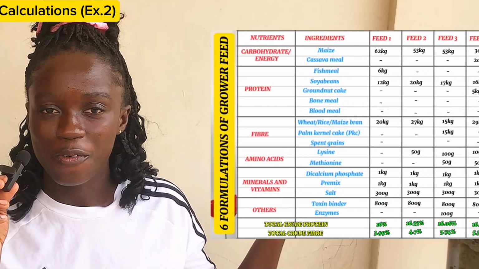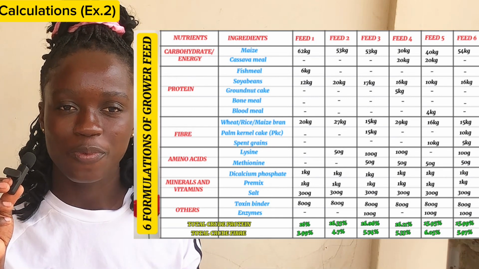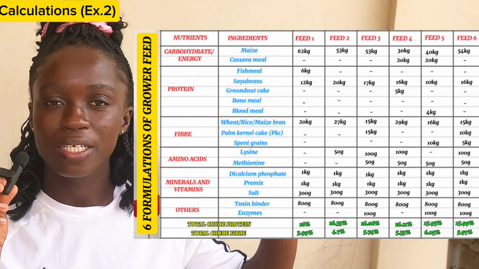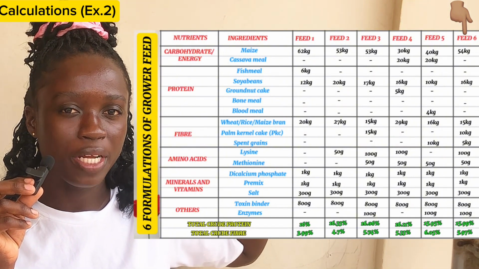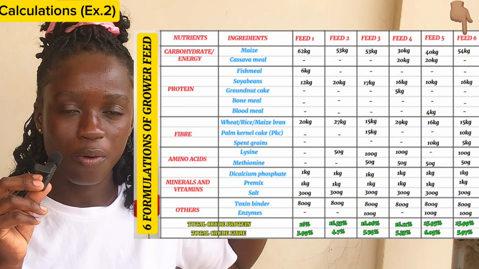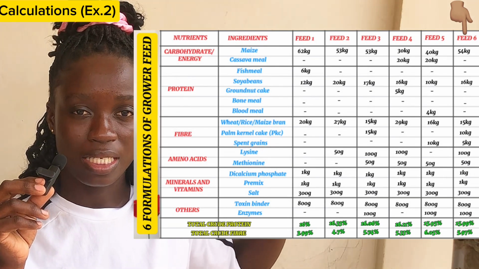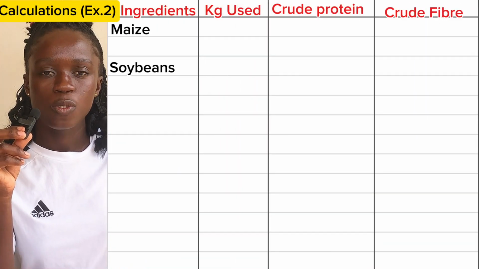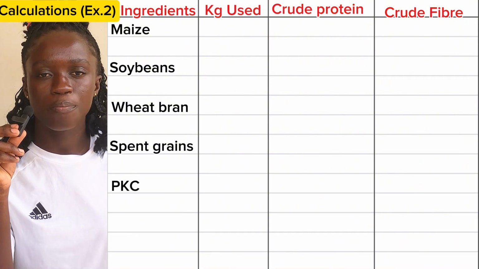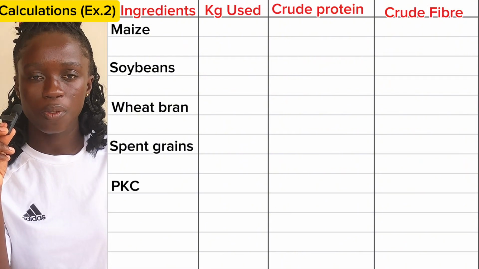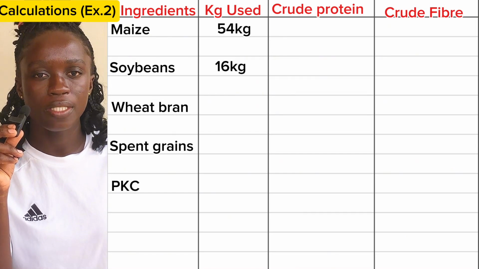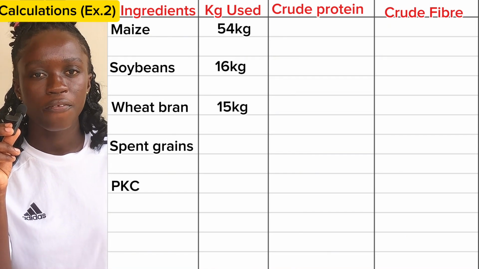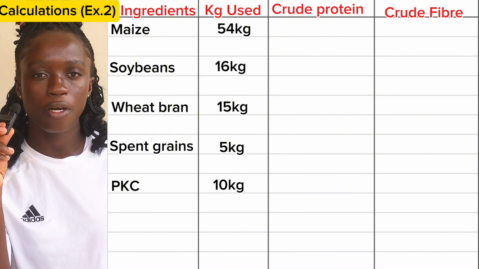Now let's take another example. Let's take one of our grower feed formulations and see whether the formulation that we had will meet the requirement. Let's take feed 6 because it has all the 3 fiber components in, so it will be a good avenue for us to check on the crude fiber content if it exceeded it. Our feed ingredients were maize, soya beans, wheat bran, spent grains, and PKC. At the kilogram section, this is what we used: 54 kilograms of maize, 16 kilograms of soya beans, 15 kilograms of wheat bran, 5 kilograms of spent grains, and 10 kilograms of PKC.